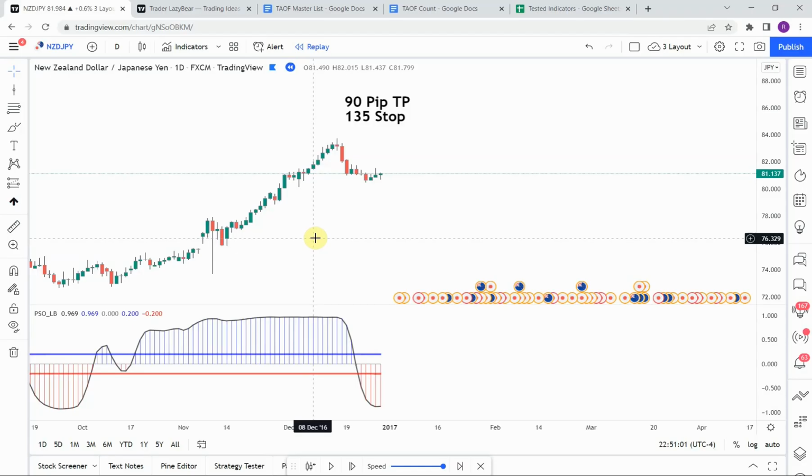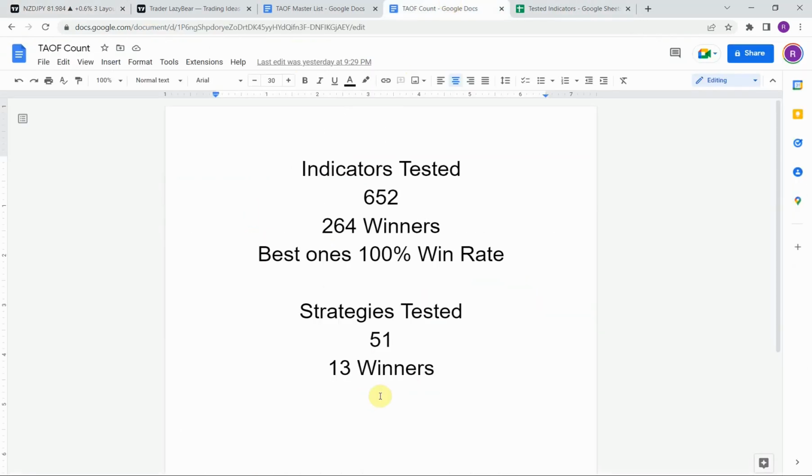Alright, as I said, today we will be testing the premium stochastic oscillator. Before we do though, I wanted to put the testing scoreboard up for everyone to see. So to date, we have tested a total of 51 different strategies, with 13 of them being profitable. We have also tested a total of 652 indicators, with 264 of them being winners. The best ones so far were able to achieve a 100% win rate.